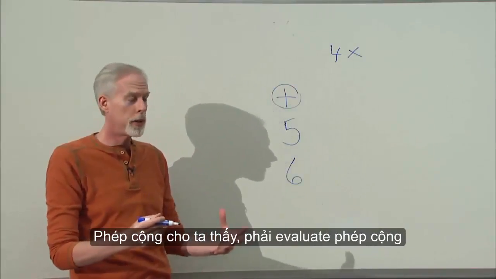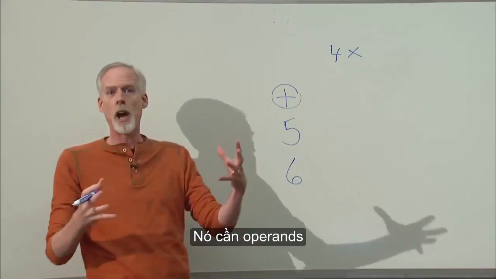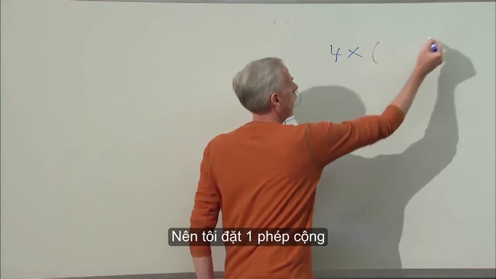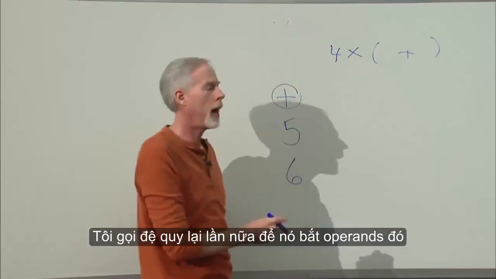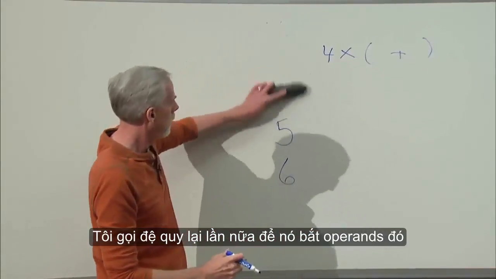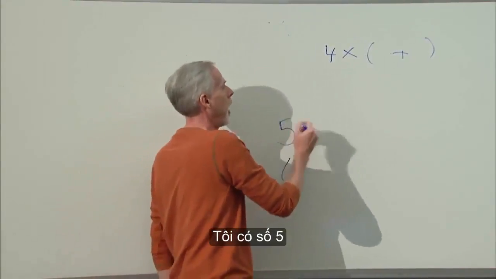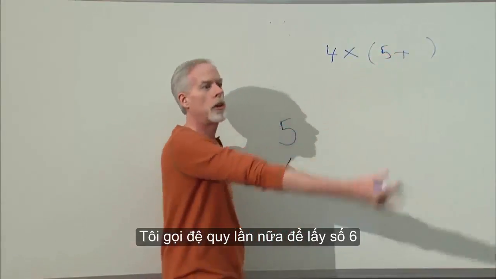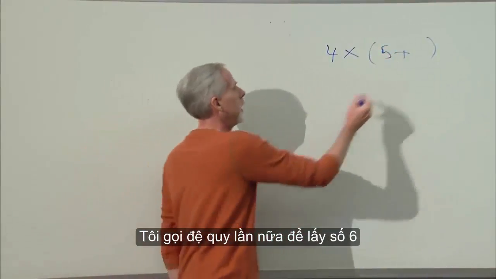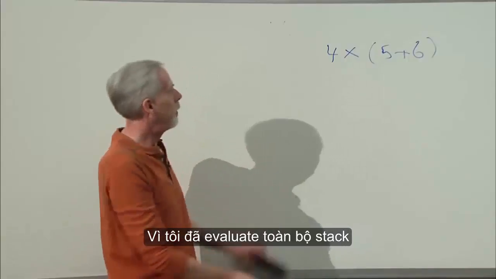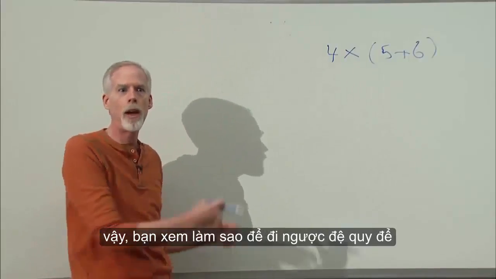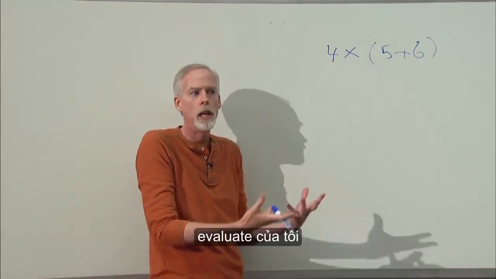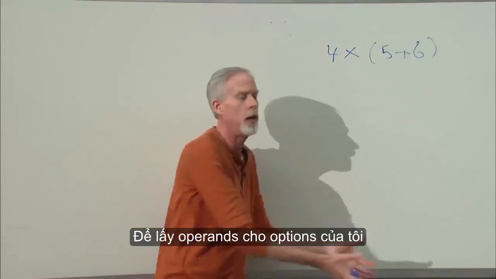Okay? So plus says, oh, I have to evaluate plus. It needs operands. So I come over here. I'm getting a plus. And I've got to go recursive again to get its operands. I get the 5. That's good. I'm going to go recursive again, get the 6 over here, and I've evaluated the whole stack.